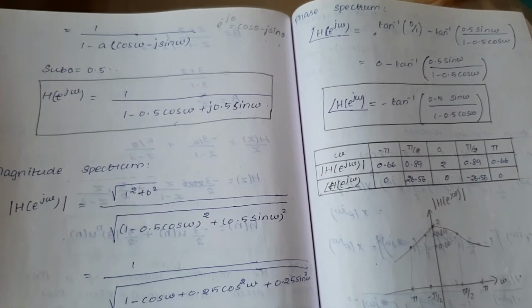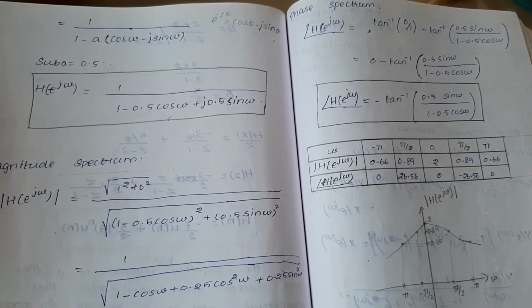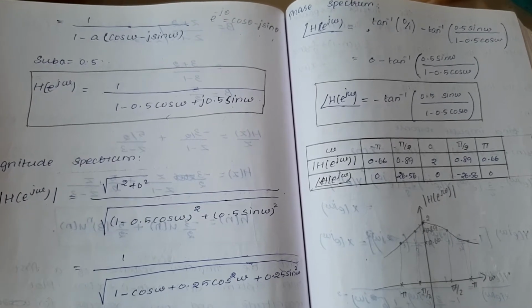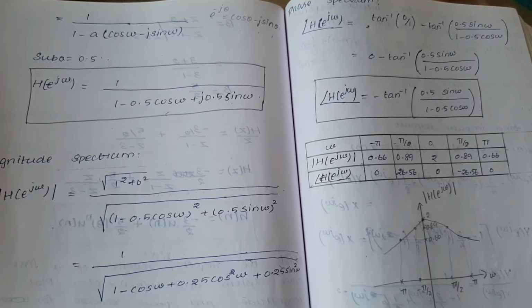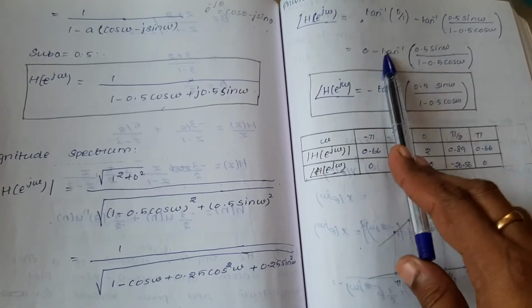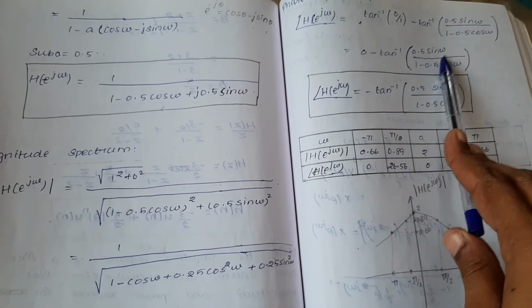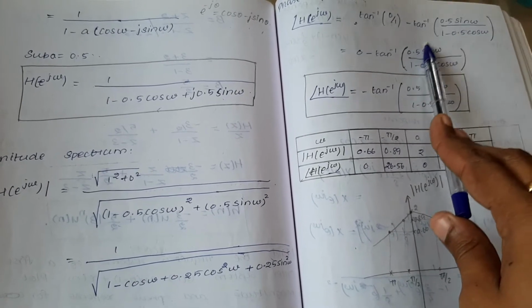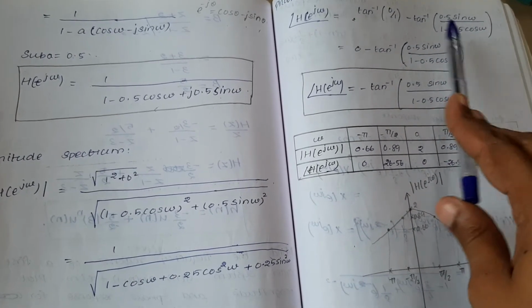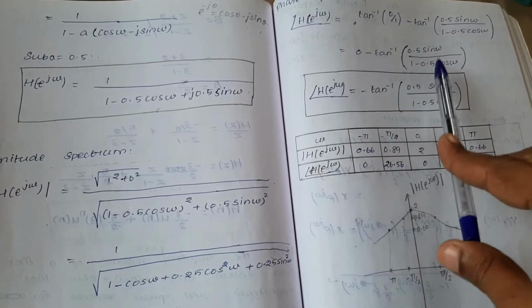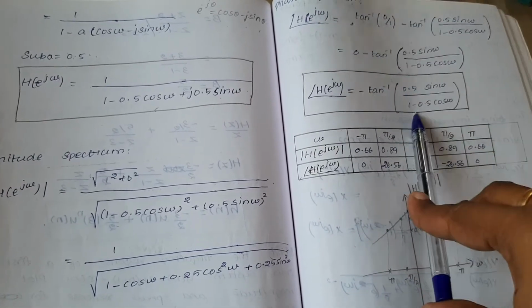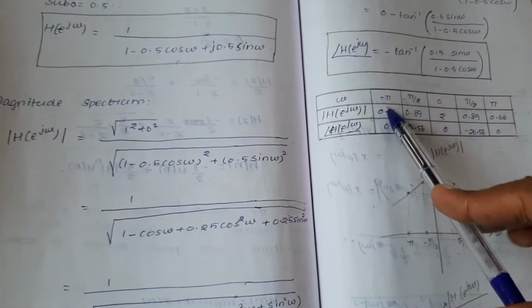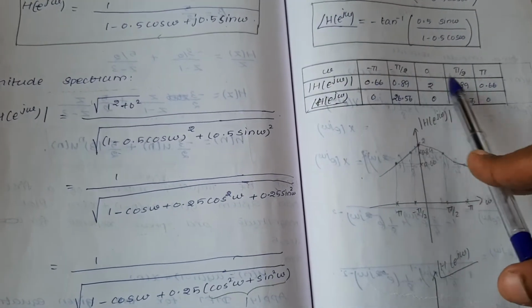So how will you find the phase spectrum? Angle of H of e power j omega is tan inverse imaginary by real part, that is 0 by 1 term. Okay, so minus, இது numerator term minus denominator term எழுதும்போது tan inverse 0.5 sin omega divided by 1 minus 0.5 cos omega. Okay, so now tan inverse 0 value is 0. So this value is tan inverse, write this value and now substitute different values for omega.